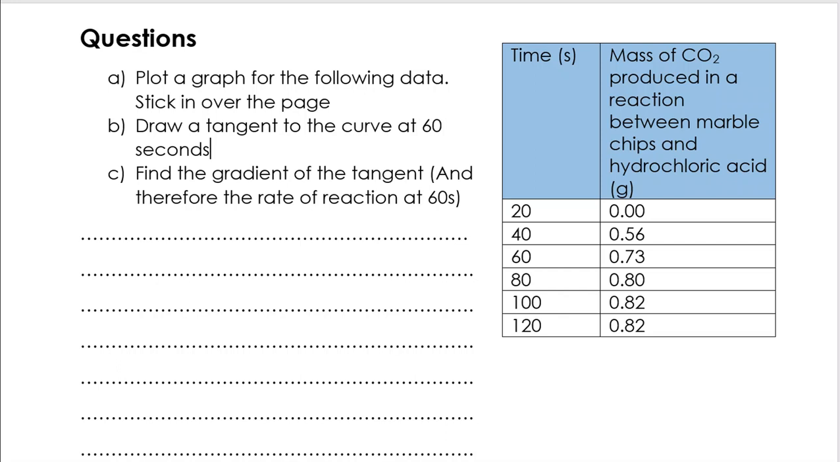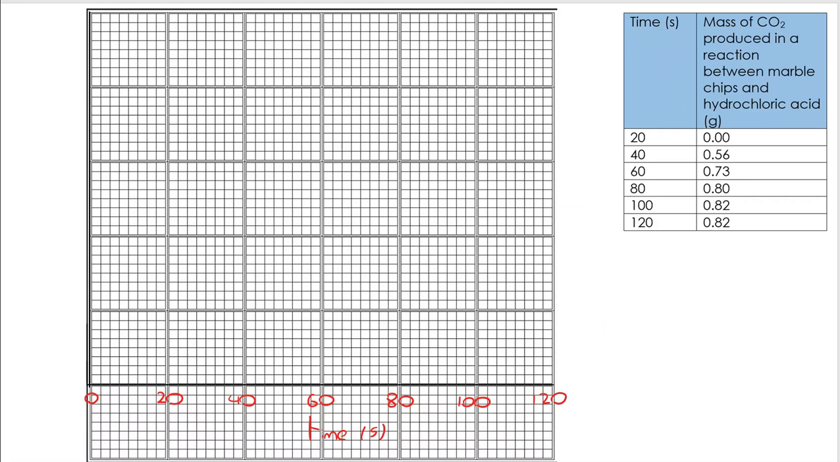I'm going to go ahead and plot this as well, and you can see here that I've got my time on the x-axis, 0 to 120, scale worked out pretty nicely there, and I'm going to put my mass of CO2 on the y-axis going all the way up to 1, making sure that I've got enough space at the top in case I'm extrapolating. Now from there I go ahead and I plot the points, and you can see I've plotted with crosses. I'm not using dots because they get lost when you draw the line of best fit, so always use a cross when you do this.